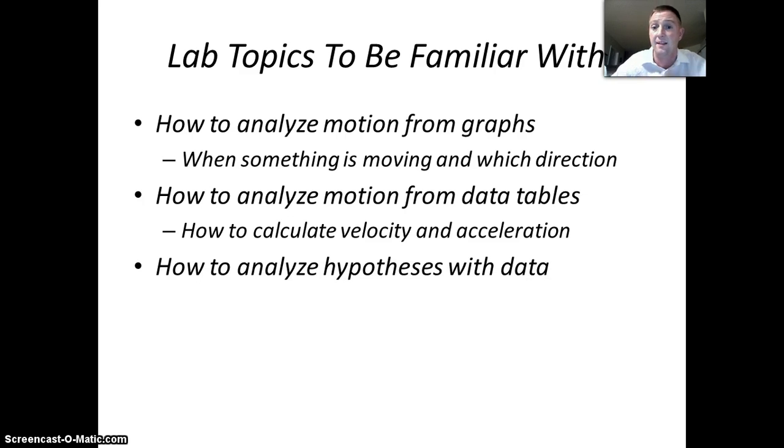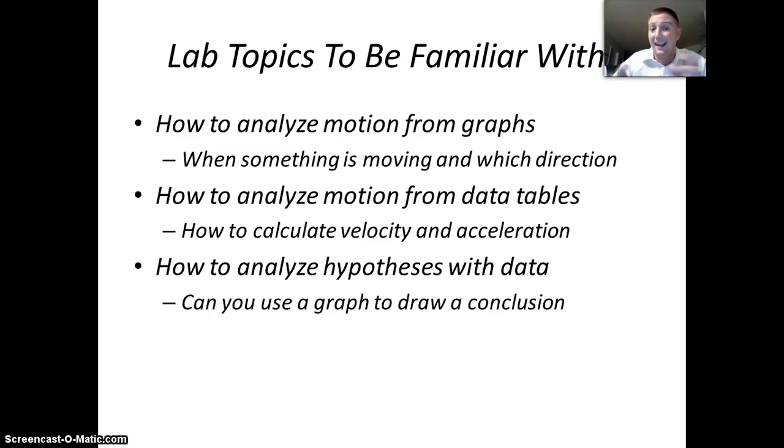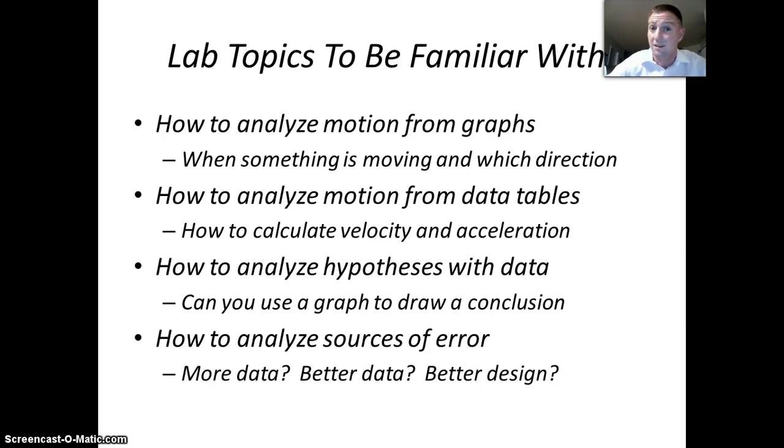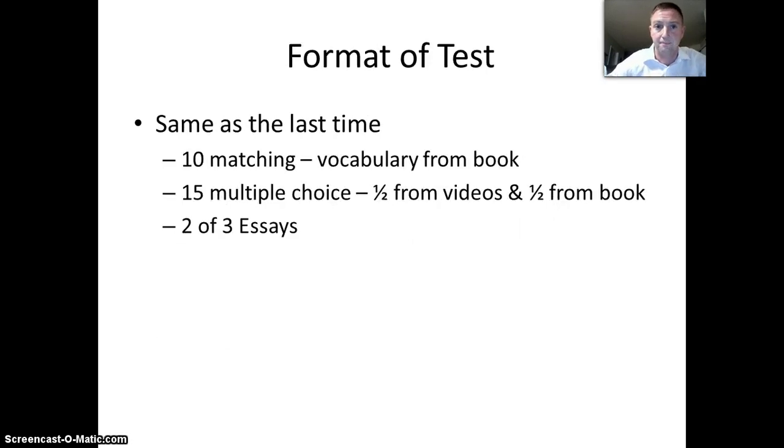How do you analyze hypotheses with data? Okay? You need to be able to look at data with a critical eye and use a graph or a table to draw a conclusion based on numbers. Not just your gut, not what you believe, but use the numbers to back up your argument and look at sources of error. There's always 3 different ways to improve an experiment. You can get more data, you can get better data, you can have a better experimental design. Think about those 3 things when you're talking about the lab.